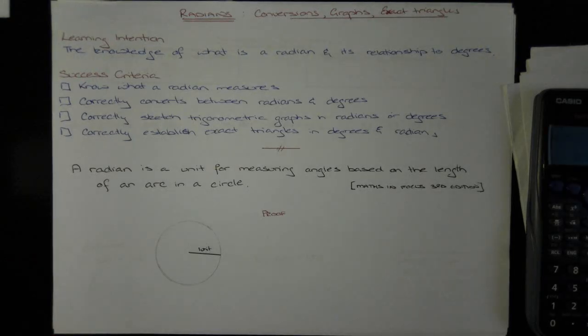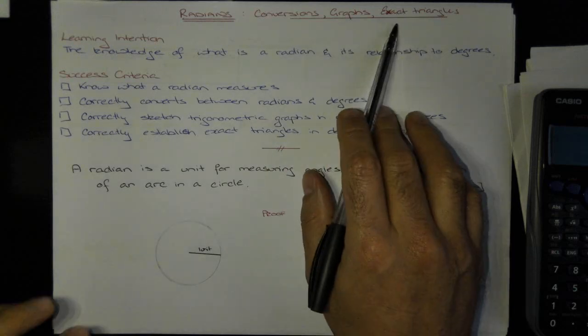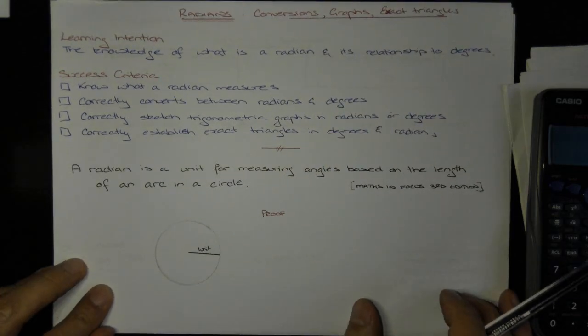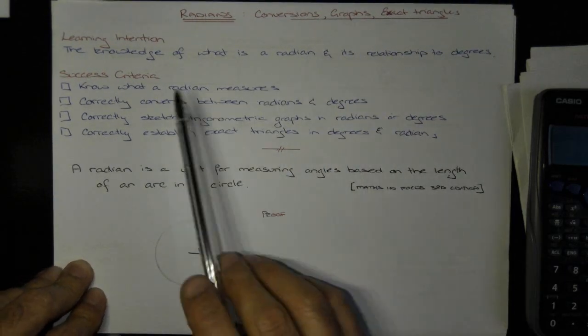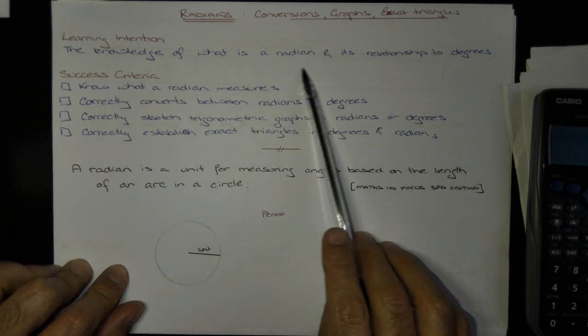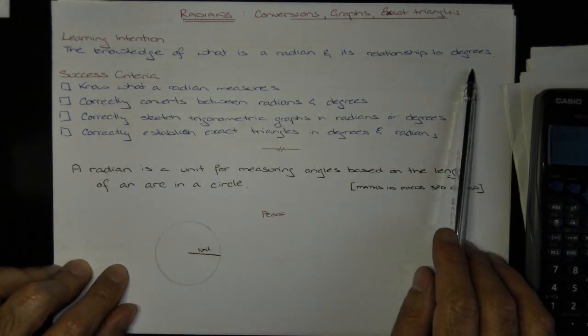Okay, so today we're going to talk about radians. We're going to talk about how to convert between radians and degrees, their graphs, and trying to calculate exact measurements using exact triangles. So the learning intention is the knowledge of what a radian is and its relationship to degrees.